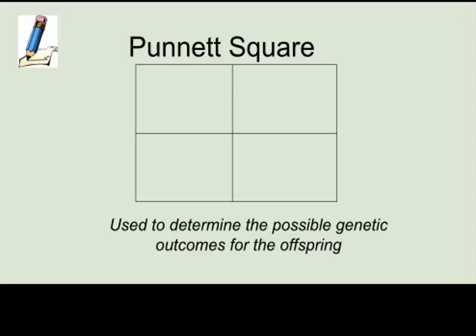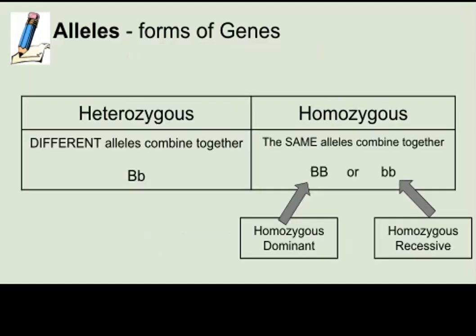And when it comes to the Punnett square, we use the Punnett square to determine the possible genetic outcomes of an offspring. And when we do this, we see that the alleles, or the forms of genes, which we've been using as different letters, are either going to be heterozygous or homozygous. If they are different, one's capital, one's lowercase, that's heterozygous.